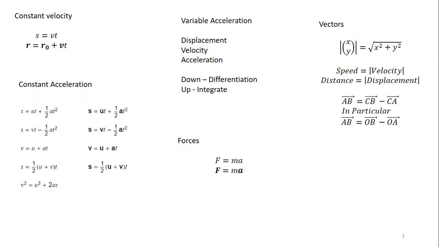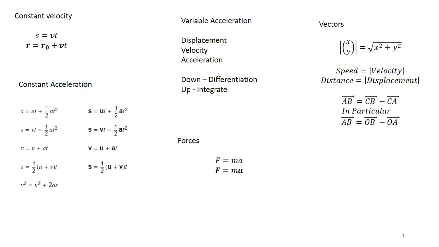Variable acceleration. So you know, if you go down, you differentiate. Up, you integrate. And remember, when we integrate, we always need a constant of integration. So questions signal that you need to integrate by giving you some extra information. For example, if they give you the acceleration, they might also say at time t equals 3 seconds, the velocity was this. So that's a signal that you need to use that to find what the plus c is.